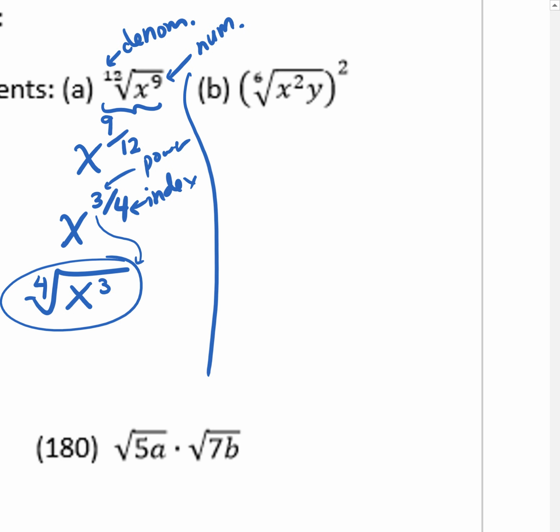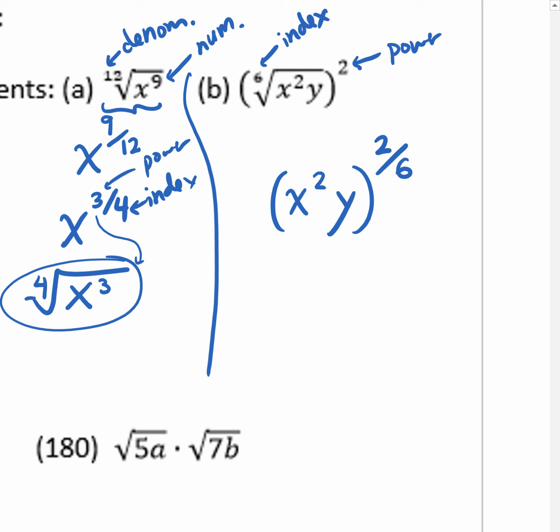So next one, notice there's a power here outside, 2. So I know when I write something to the fraction power, the numerator is going to be 2, because we said the power is always the numerator. And then notice the index is 6. That's going to be the denominator. And what's being raised to that power is just everything that was inside the root, x squared y. And of course, that fraction 2/6 reduces to 1/3.